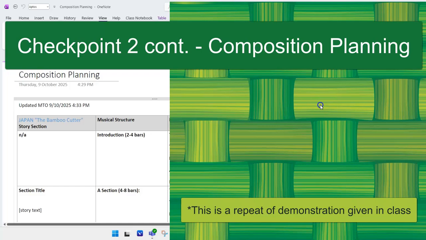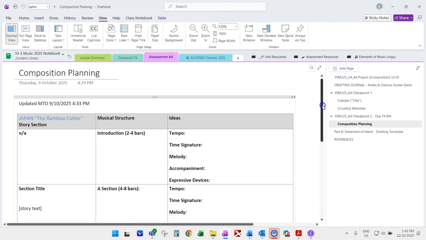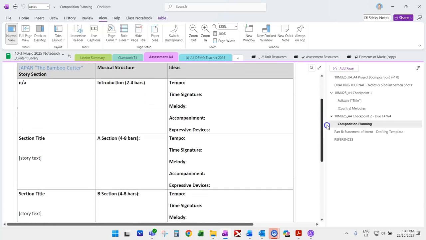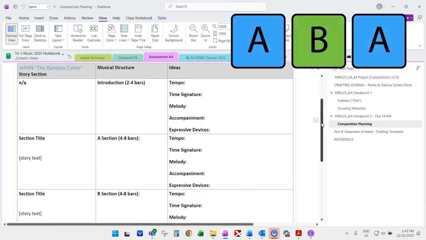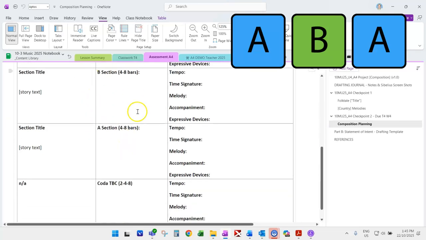Composition planning is the other part of checkpoint 2. Most stories fall into a beginning, middle and end, and we're basically using this ternary form structure from the Greensleeves piece, which has an introduction, a first section, we're calling the A section, a middle section, which is contrasting, perhaps the A section again, and then perhaps a coda.